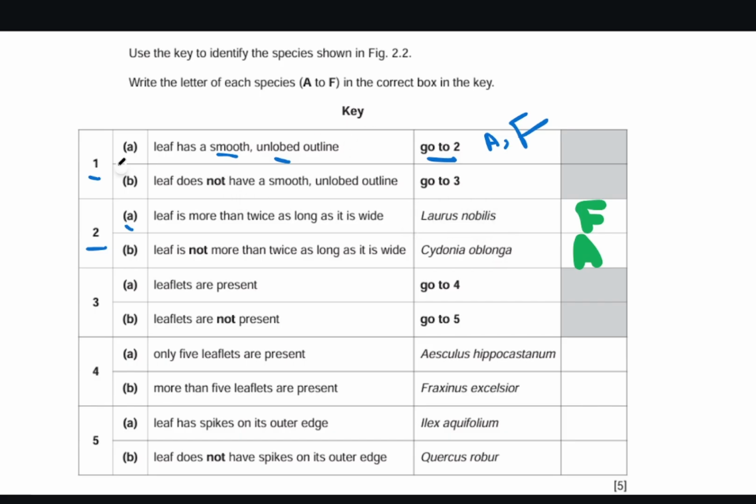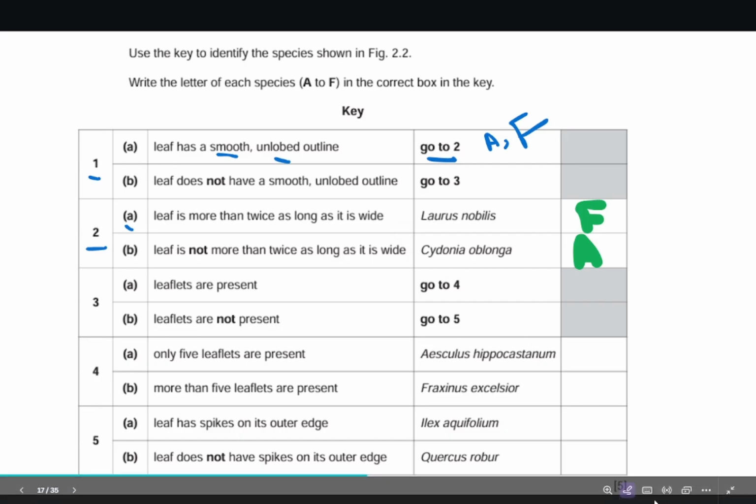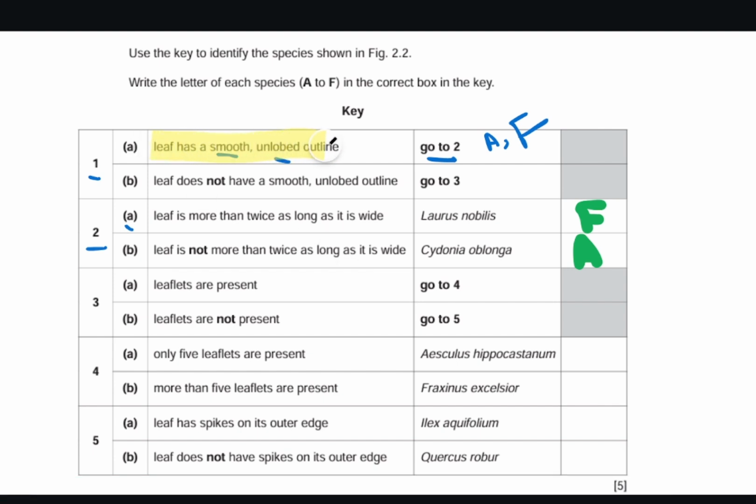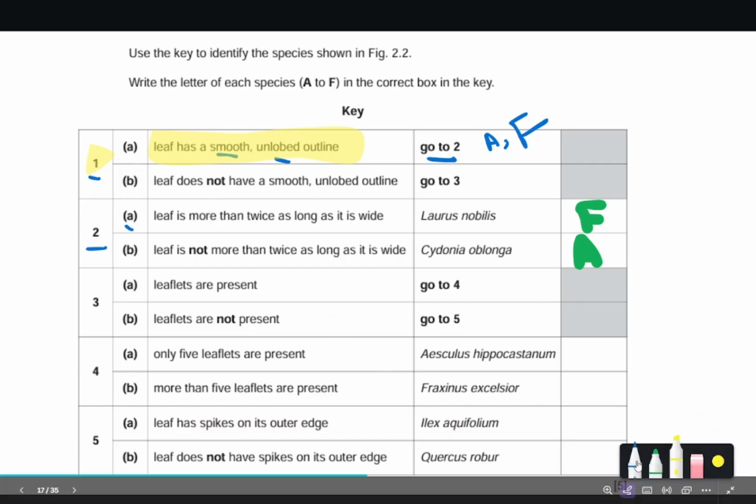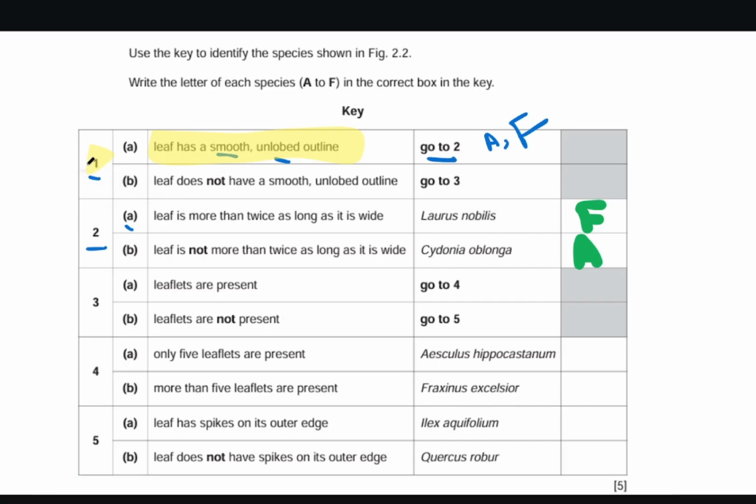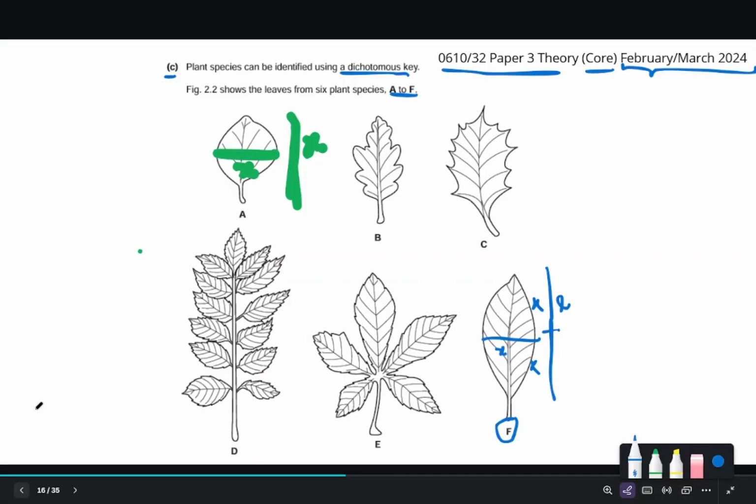All right. Now, this is all the information that we got from this key part A. Now let's look at key part B. What does it say to us? All right, let's see. Key part B says that the leaf does not have a smooth unlobed outline. All right, let's see which one does not have a smooth unlobed outline.